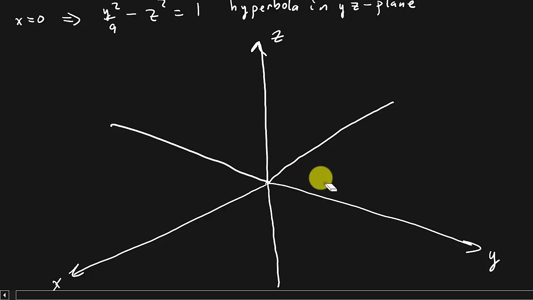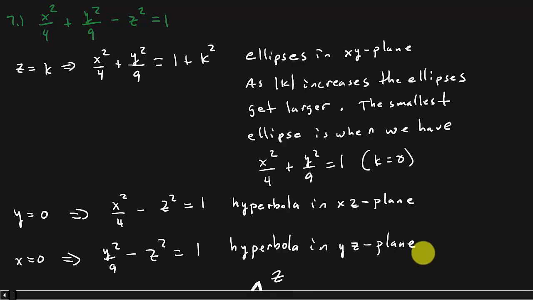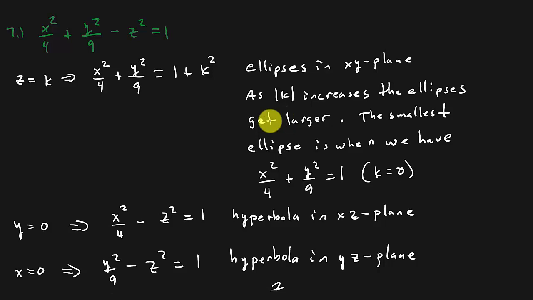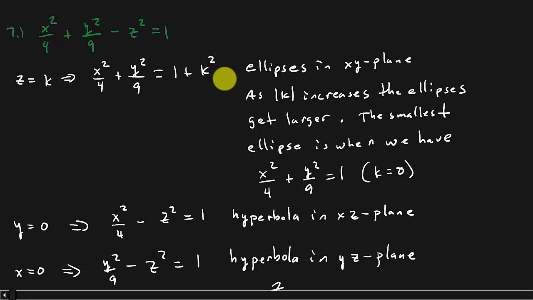Let's see. How about maybe we, like that. That looks a little flatter. All right, so that's the smallest. That's the smallest ellipse. Now, let's talk about this: as the absolute value of k increases, the ellipses get larger. Did I say x? I meant k if I said x.